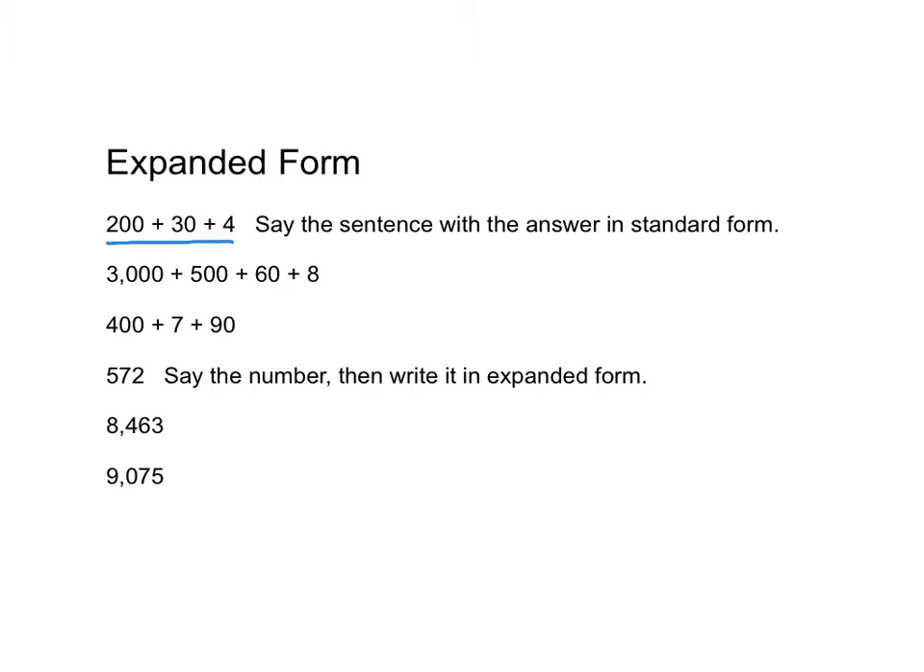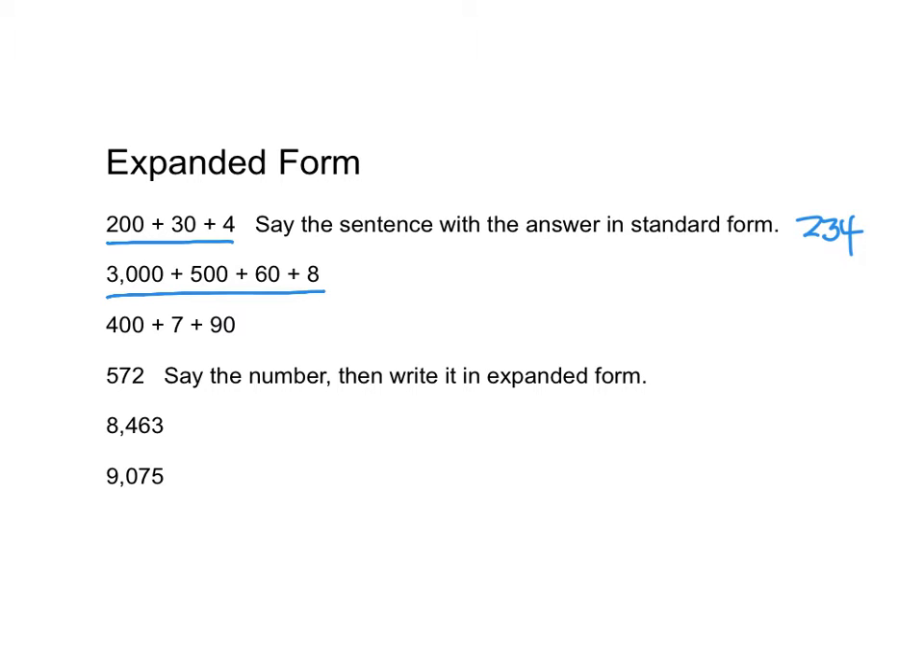So for instance, on this one, we would say 200 plus 30 plus 4, and our answer on that one would be 234. All right, so let's look at the next one. With me, say, as I say it, 3,000 plus 500 plus 60 plus 8.